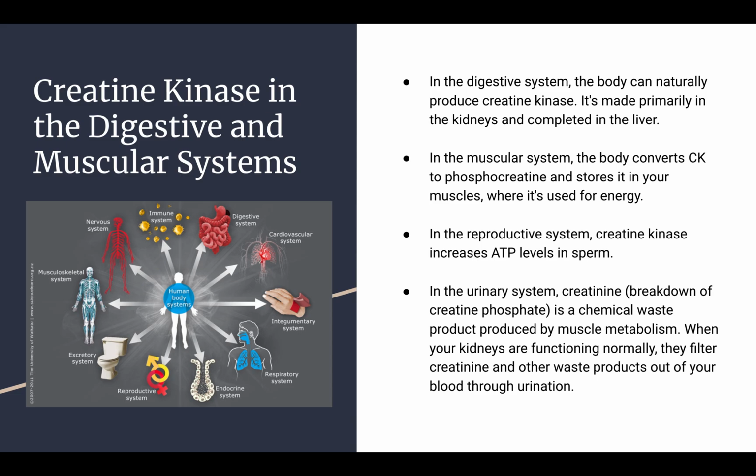In the urinary system, creatinine, or the breakdown of creatine phosphate, is a chemical waste product produced by muscle metabolism. When your kidneys are functioning normally, they filter creatinine and other waste products out of your blood through urination. This image shows the different human body systems.